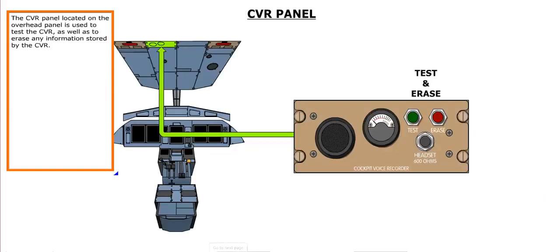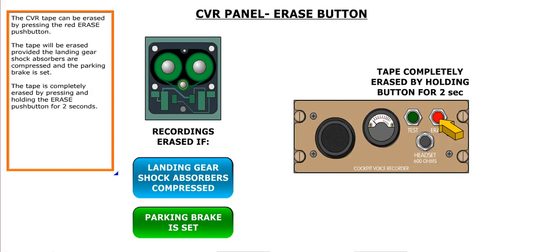The CVR panel, located on the overhead panel, is used to test the CVR, as well as to erase any information stored by the CVR. The CVR tape can be erased by pressing the red Erase push button. The tape will be erased, provided the landing gear shock absorbers are compressed, and the parking brake is set. The tape is completely erased by pressing and holding the Erase push button for 2 seconds.